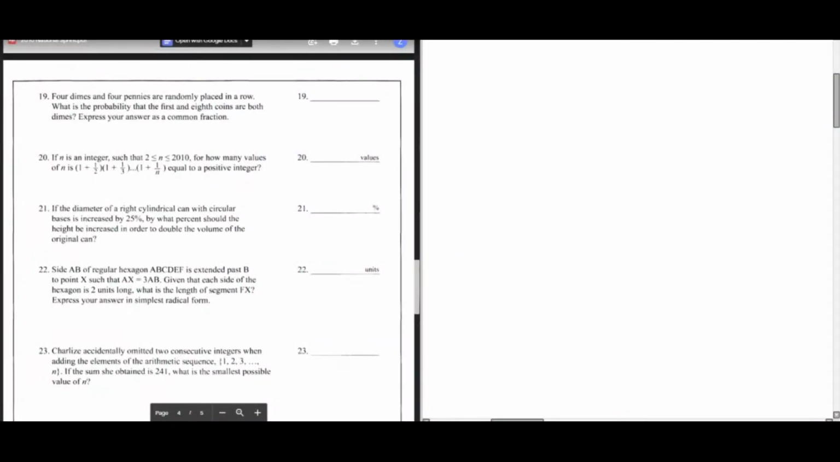Okay, so we're going to be on number 20. Number 20: if n is an integer such that 2 is less than or equal to n less than or equal to 2010, for how many values of n is 1 plus 1 half times 1 plus 1 third times so on and so forth until 1 plus 1 over n equal to a positive integer.